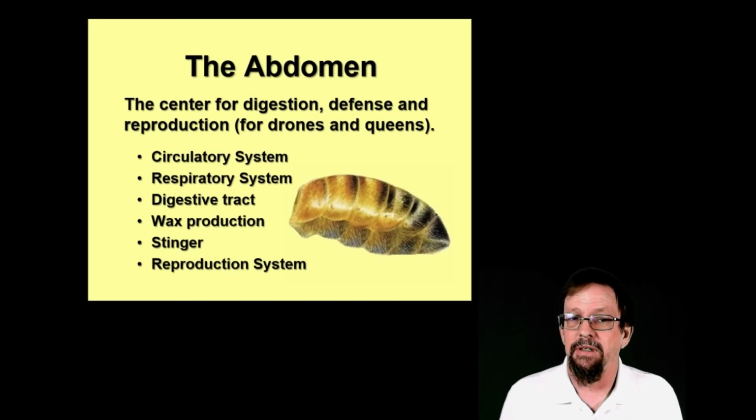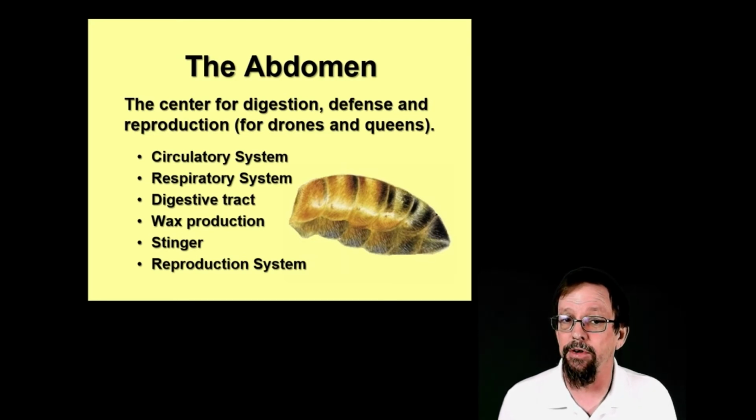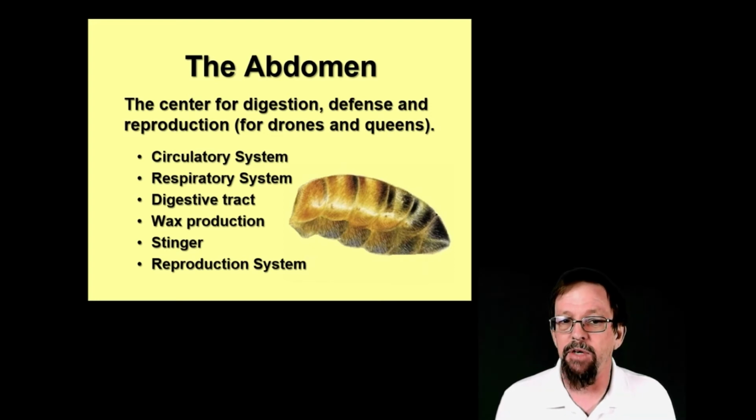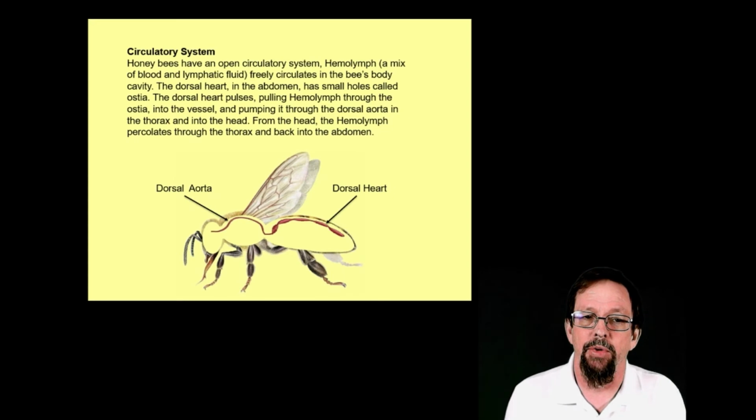The abdomen. This is a center for digestion, defense, and reproduction for the drones and the queens. So I'm going to discuss the circulatory system, the respiratory system, the digestive tract, wax production, and my favorite, the stinger, and then finally the reproduction system. Let's start with the bee's circulatory system.